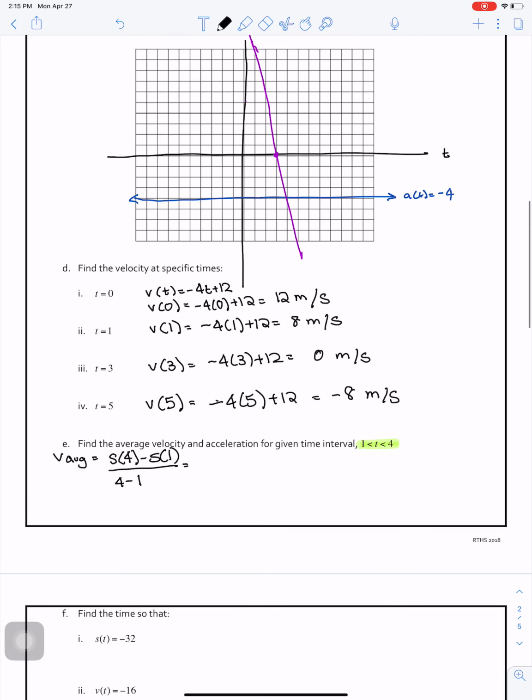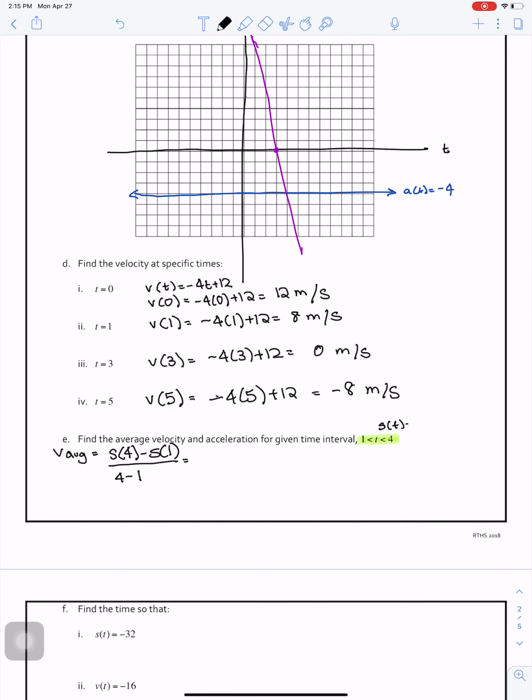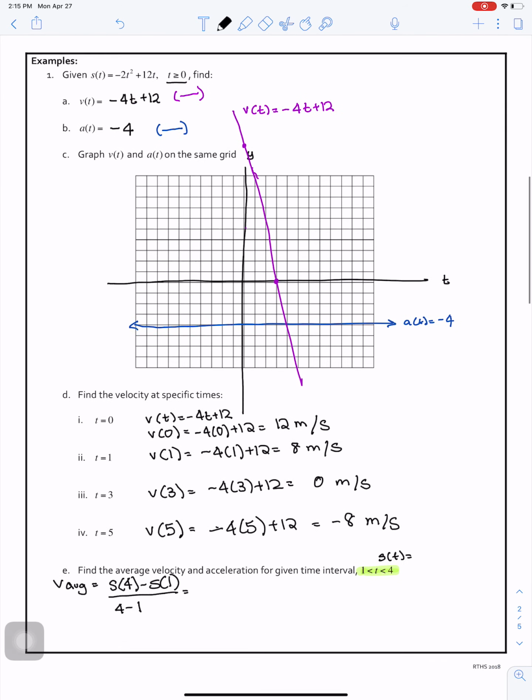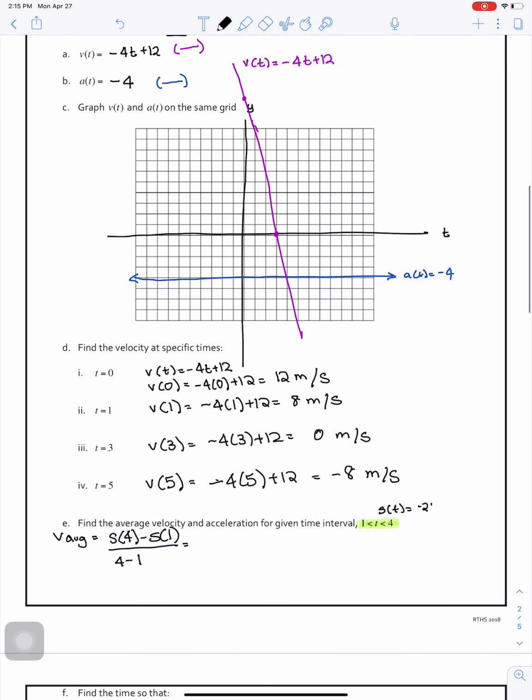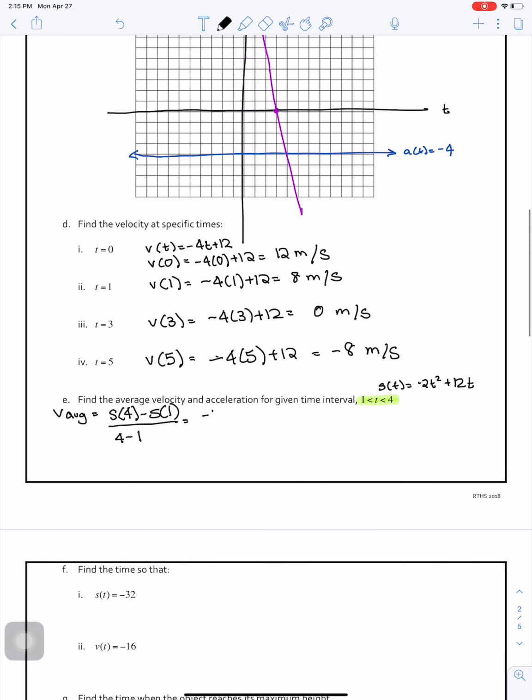So S of 4, now my S of t function was given above. It's -2t squared plus 12t. So my position at 4 is -2 times 4 squared plus 12 times 4, minus my position at 1, -2 times 1 squared plus 12 times 1, all divided by 3. Then you carefully work out that value, which I'm just going to use my calculator for.